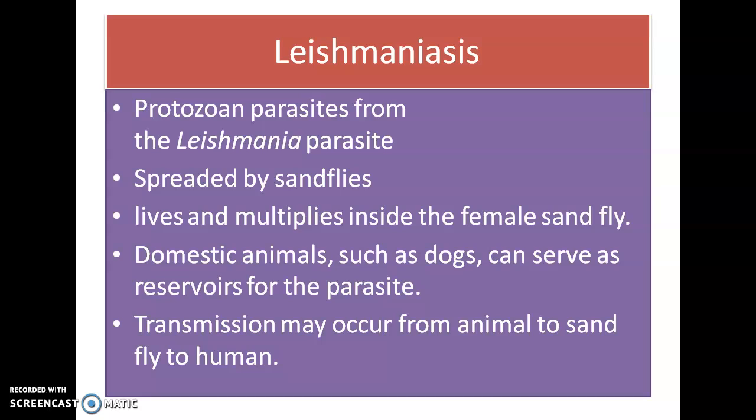Then comes leishmaniasis. Leishmaniasis is another disease which is caused by the protozoan parasite called Leishmania, and this parasite is spread by another insect called the sandfly, Phlebotomus. When the sandfly is infected, it is able to infect humans. It lives and multiplies inside the female sandfly. Domestic animals such as dogs can also serve as a reservoir for this parasite, and transmission may occur from animal to sandfly and then to human beings.